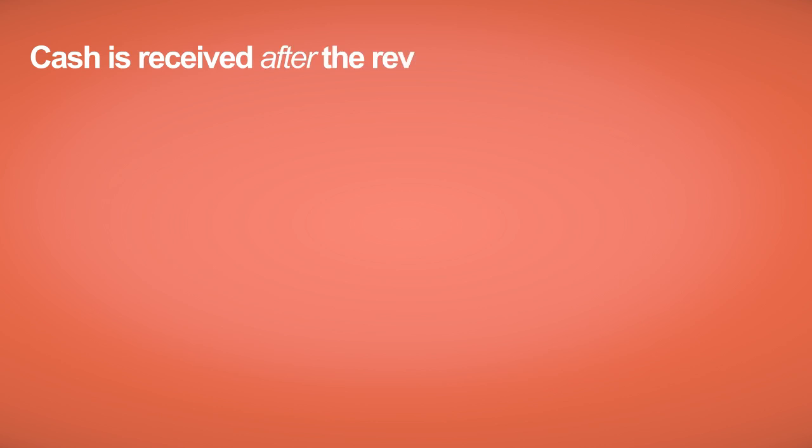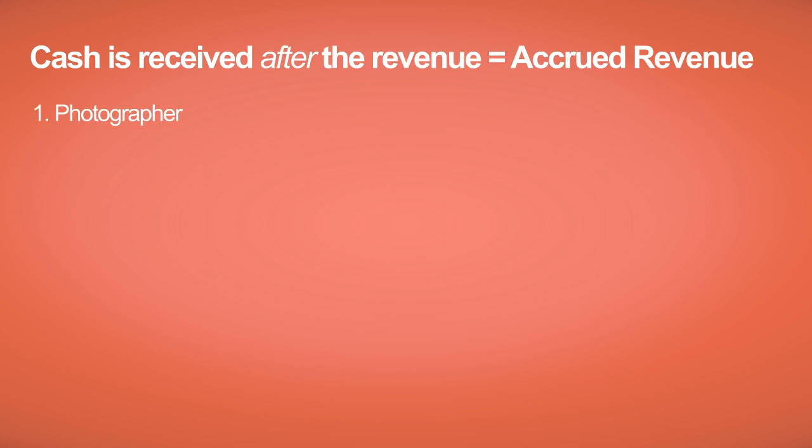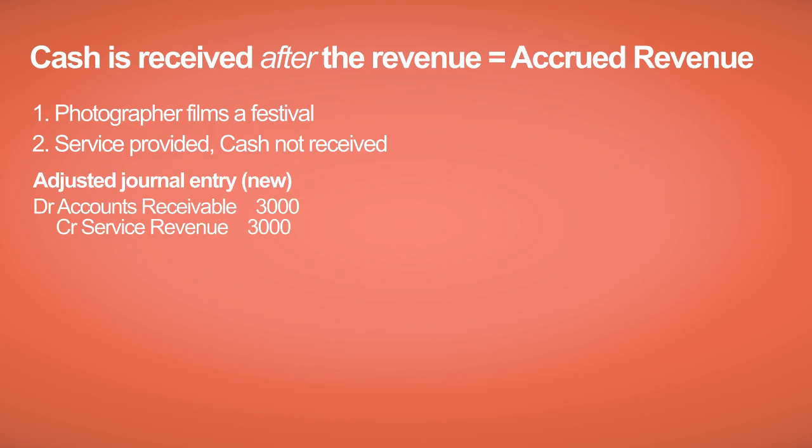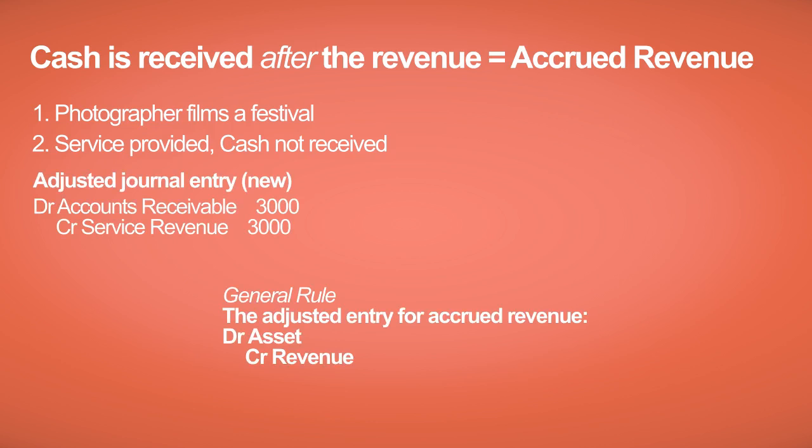When a service has been provided prior to the exchange of cash, we have an accrued revenue. Suppose a photographer is hired at a film festival and is paid in the next month. Since the service is provided prior to receiving cash, there is only an adjusted journal entry, where we debit accounts receivable for $3,000 and credit service revenue for an equal amount. Generally, we debit an asset and credit revenue.